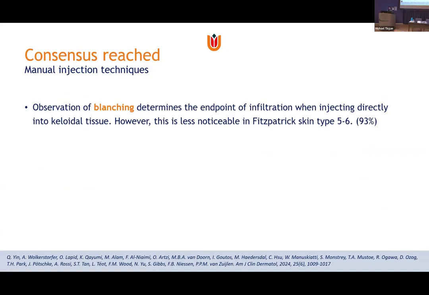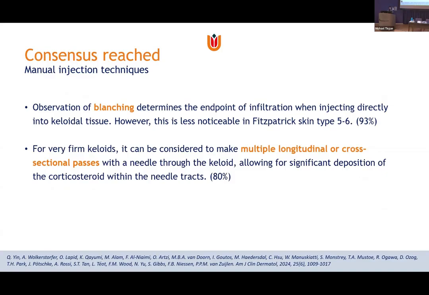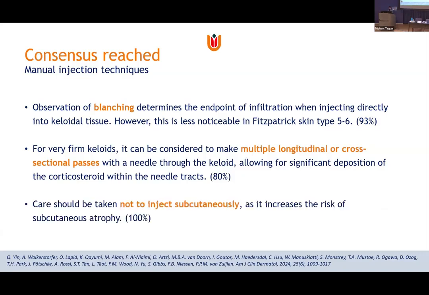Considering the manual injection techniques, consensus was reached that observation of blanching determines the endpoint of infiltration when injecting directly into keloid tissue, with the side note that this is less noticeable in darker skin types. For very firm keloids, it can be considered to make multiple longitudinal or cross-sectional passes with a needle through the keloid, allowing for significant deposition of the corticosteroid within the needle tracts, and care should be taken not to inject subcutaneously, as it increases the risk of subcutaneous atrophy.